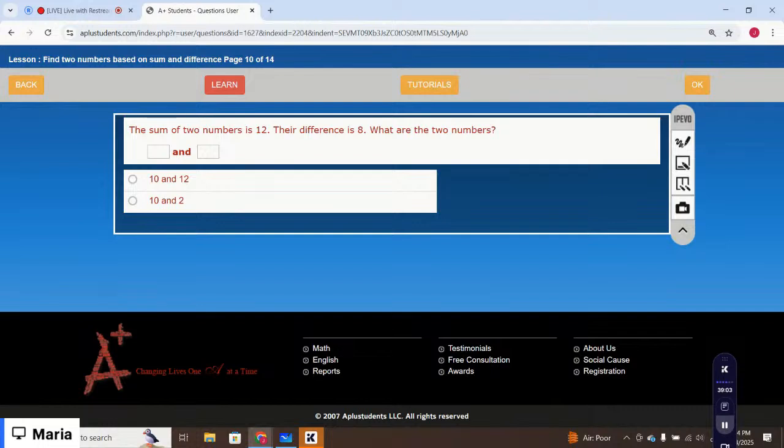Option number 2 is the correct option. They are 10 and 2. They have the sum 12 and their difference is 8. Okay, you can complete the lesson by yourself. Today, let me just move to the next lesson.